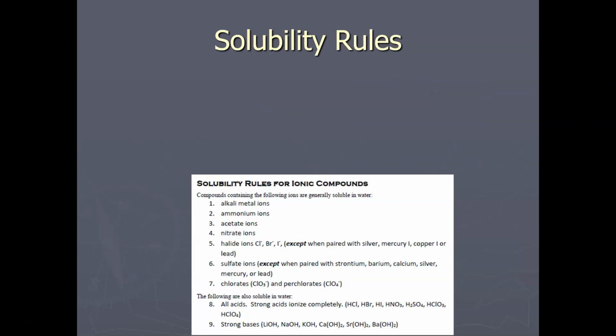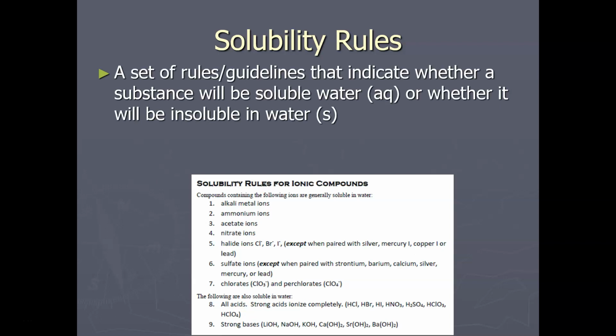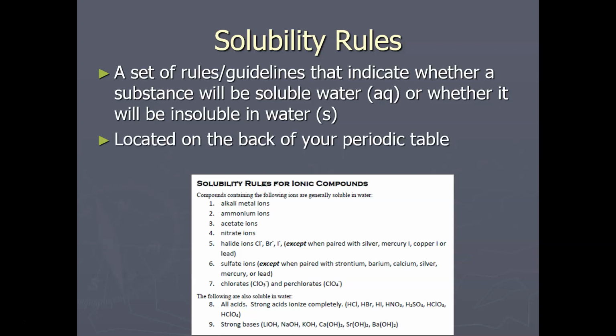So this brings us to our friends, the solubility rules. These are a set of rules or guidelines that indicate whether a substance will be soluble in water, aqueous, or whether it will be insoluble in water, solid. This exact set is located on the back of your periodic table, and you need to know how to use them. How do you use them? You're essentially going to read these 9 solubility rules, and if you say yes to one of them, any one of the 9, then it is going to be aqueous, AQ. If you say no to all of them, 9 no's in a row, it does not meet those requirements, then it is going to be a solid in water.